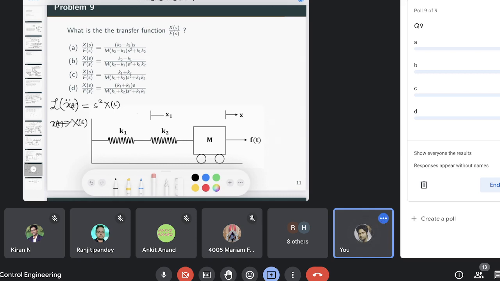If you have not gone through the second week lecture video on the Laplace transform, you can use these things. Here X(s) is the Laplace transform of x(t), and F(s) is the Laplace transform of f(t). Generally we denote the Laplace transform by capital letters and the time domain element by small letters. That's just convention, nothing else. Then we can discuss this question.